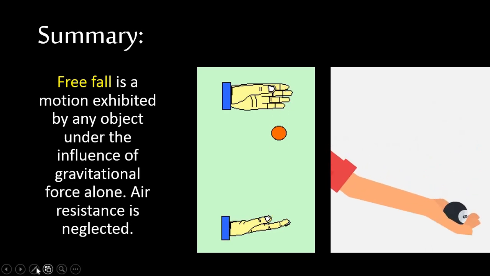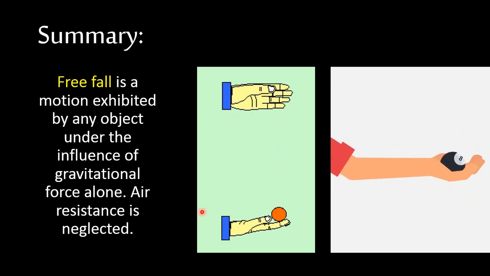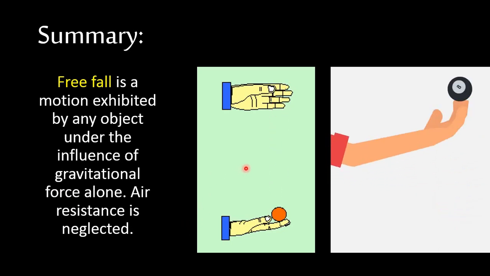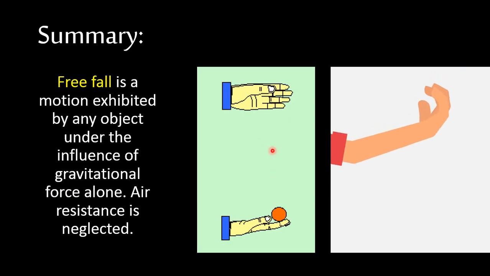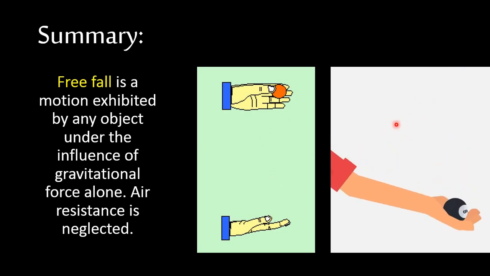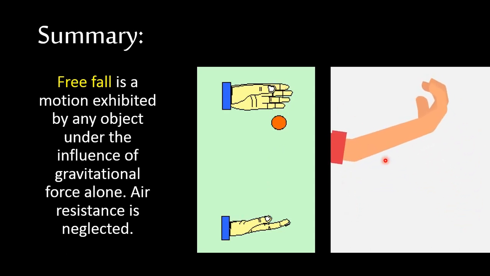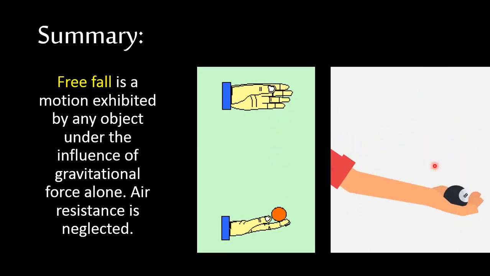The first GIF shows a ball that is dropped from a specific height. The ball is considered a free-falling body. In the other GIF, the ball is thrown upward and goes back downward. The ball is still considered a free-falling body in this case.